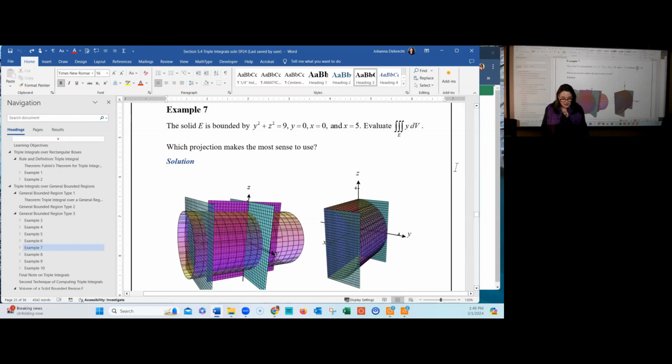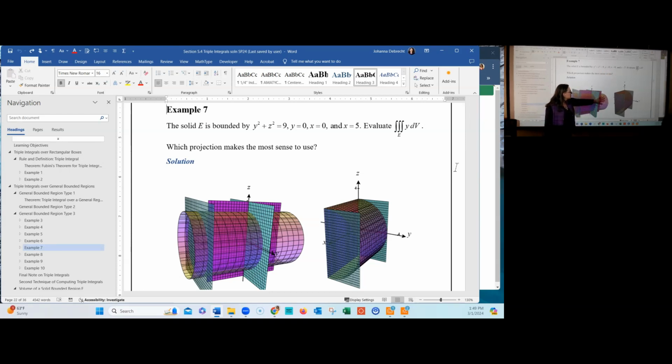In example 7, we have a different solid. We have a new function of 3 independent variables, f, which is equal to y. The fact that it only has one variable does not make it any less a function of 3 independent variables. We are calculating in 4-dimensional space on a 3-dimensional domain. Our domain is the solid in 3-dimensional space E, bounded by y squared plus z squared equals 9, which is a circular cylinder, the plane y equals 0, the plane x equals 0, and the plane x equals 5.